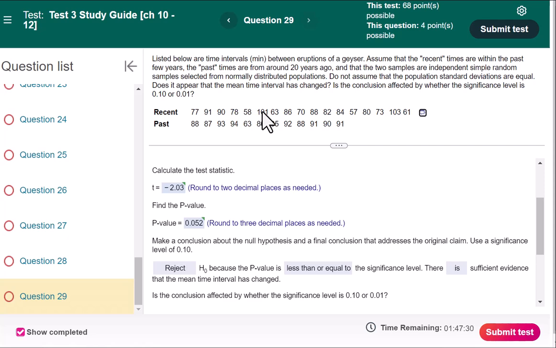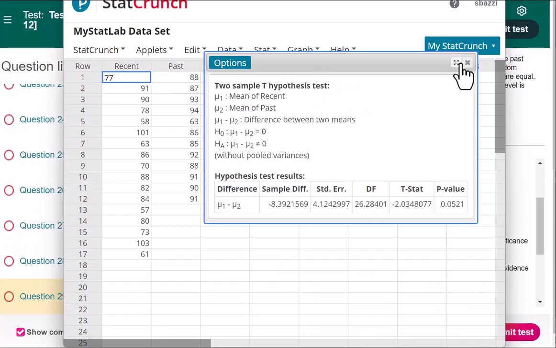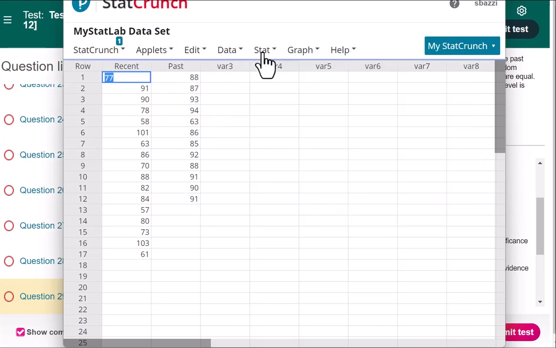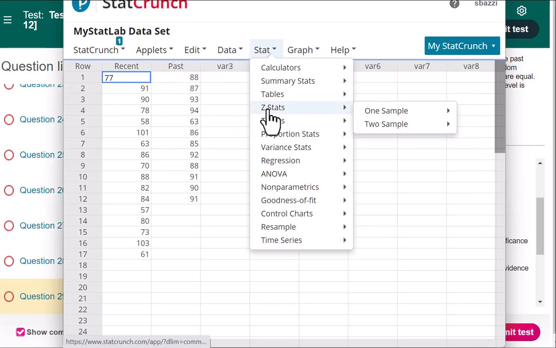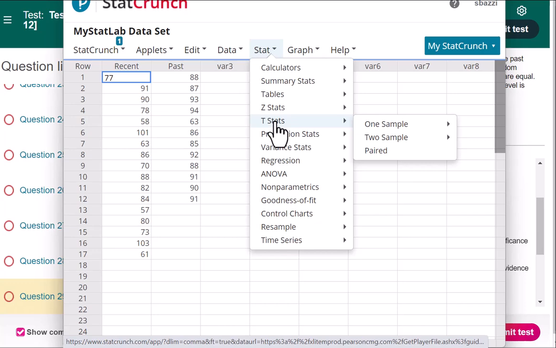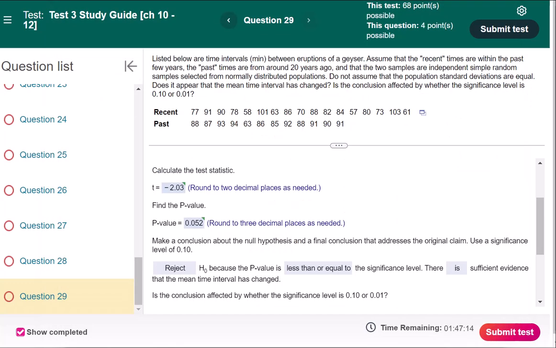All right. One more thing in StatCrunch that you notice here that you haven't used: Z Stat. We only use Z Stat if the problem gives us the population standard deviation. Otherwise, it is a T Stat. That concludes the review.